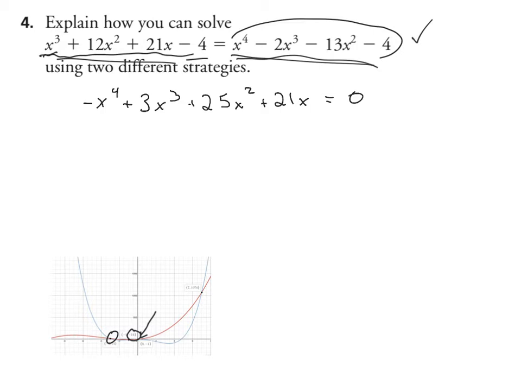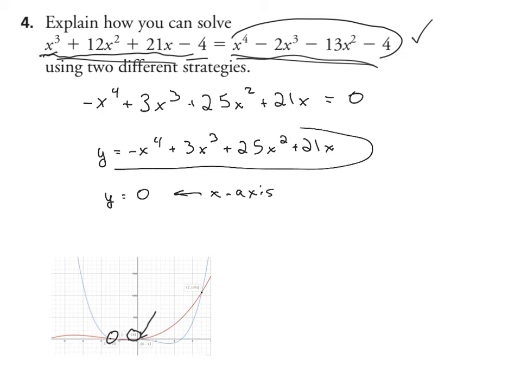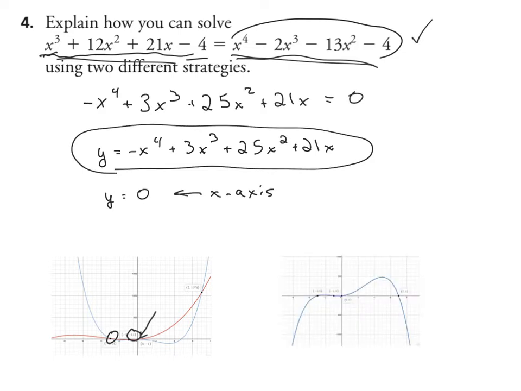And now I can graph y equals negative x to the 4 plus 3x cubed plus 25x squared plus 21x, and then graph y equals 0, which is just the x-axis basically. And so I just have to find the zeros of this. So let's show that graph. All right, so here we see this is just y equals negative x to the 4 plus 3x cubed plus 25x squared plus 21x right here.